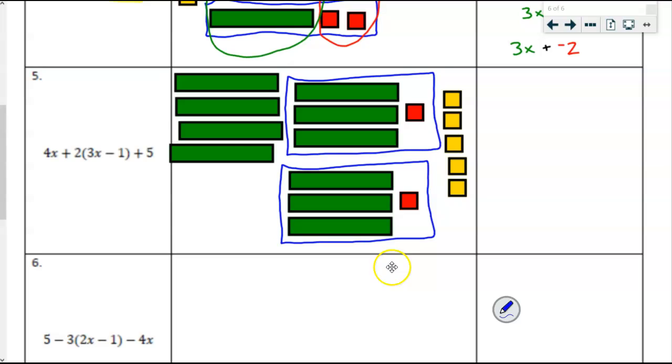So when I get rid of those groups and I count up what I have, those negatives are going to come over here and zero some things out, which makes it really nice and easy to see that we have 6 plus 4 more is 10 x tiles. Some of these negative tiles zero out these positive tiles, so I have 10x plus 3.